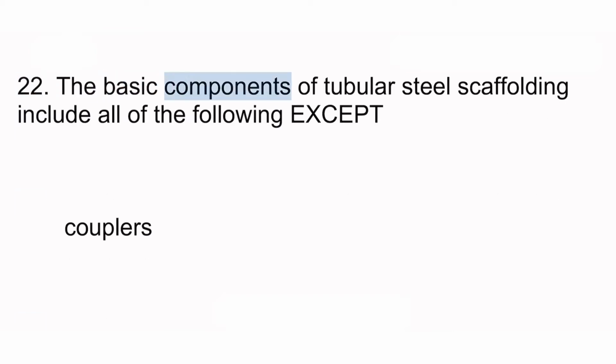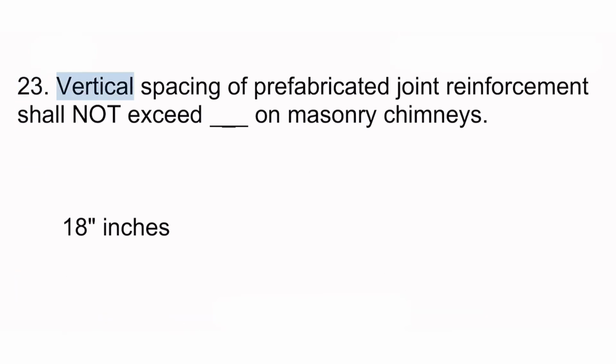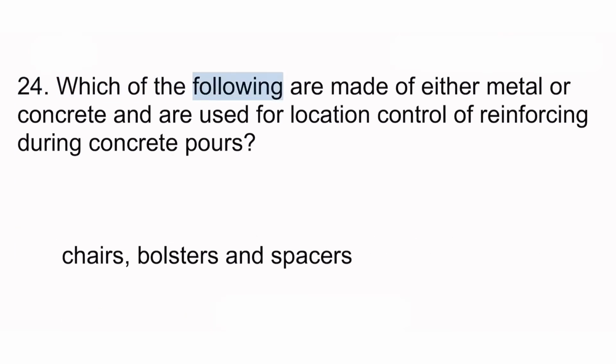22. The basic components of tubular steel scaffolding include all of the following except couplers. 23. Vertical spacing of prefabricated joint reinforcement shall not exceed what on masonry chimneys? 18 inches. 24. Which of the following are made of either metal or concrete, and are used for location control of reinforcing during concrete pours? Chairs, bolsters and spacers.